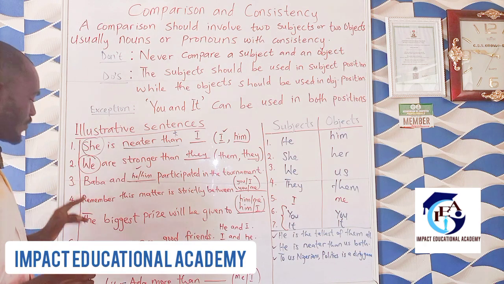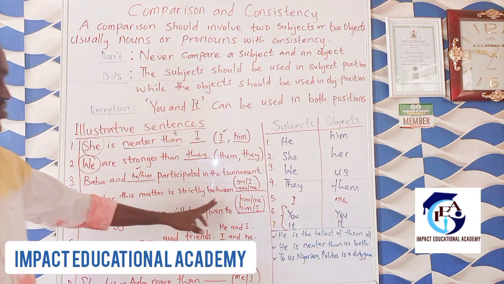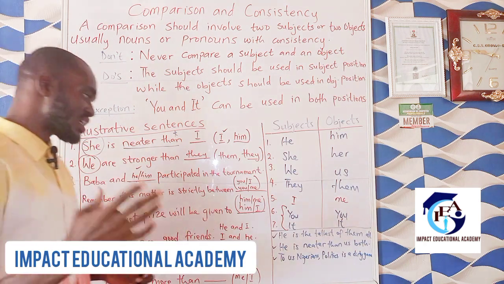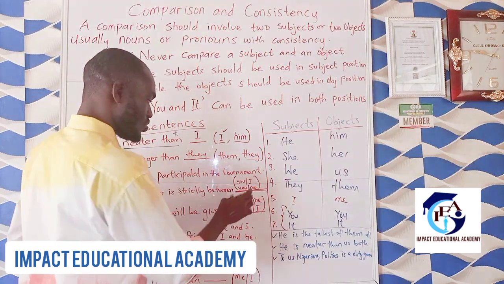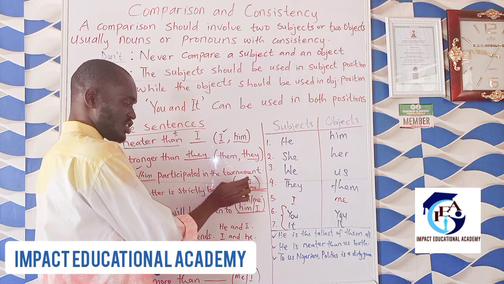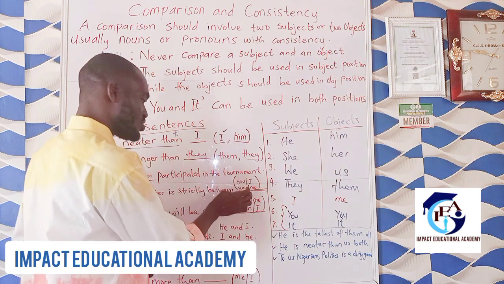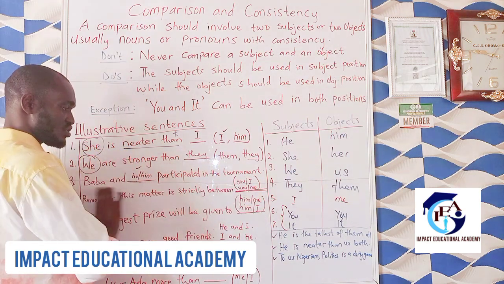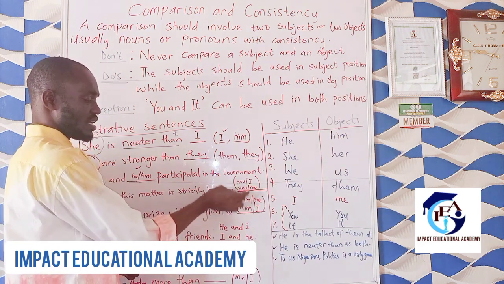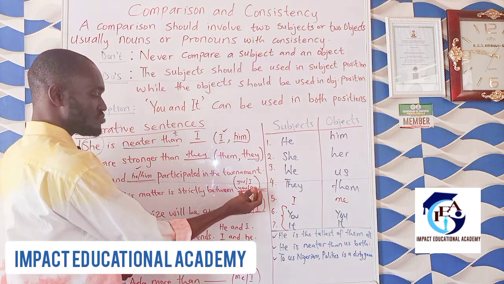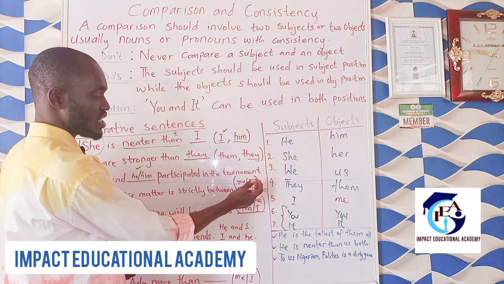Number 4. Remember, this matter is strictly between. I said let us assume that this position is for the object. So the object you does not change. It has the right to be used at the subject position and at the object position. And thank God the two are now the same here. Are we now choosing between I and me?